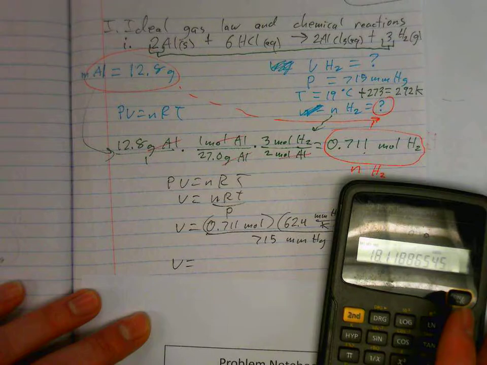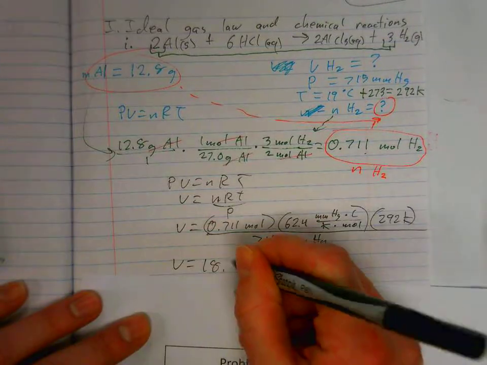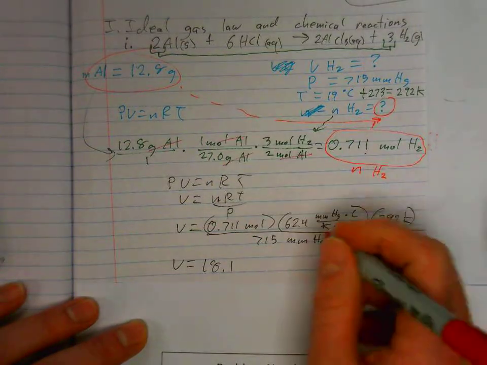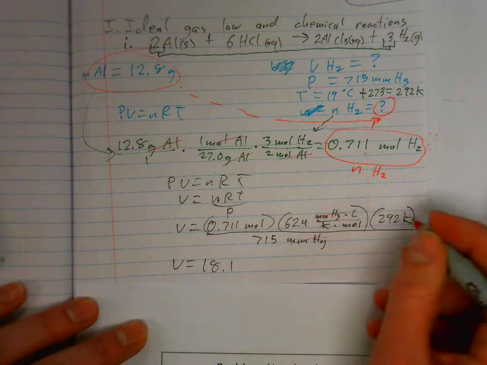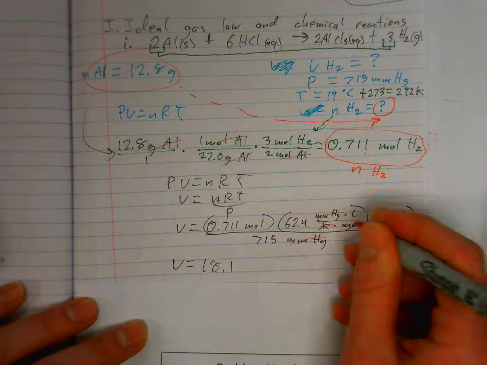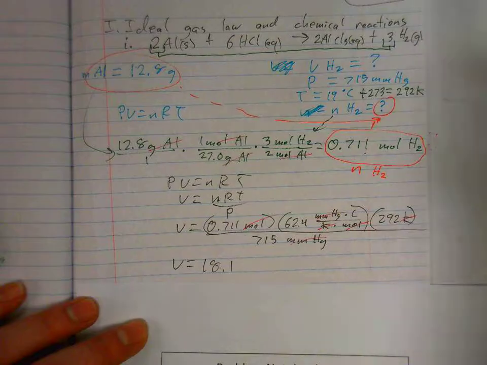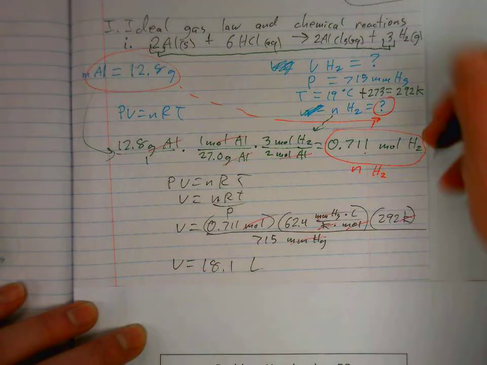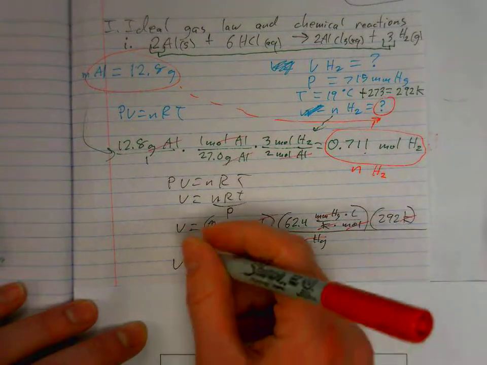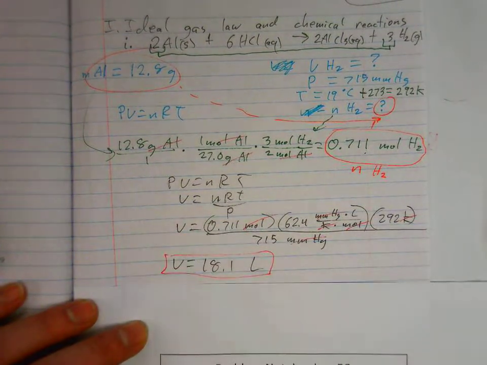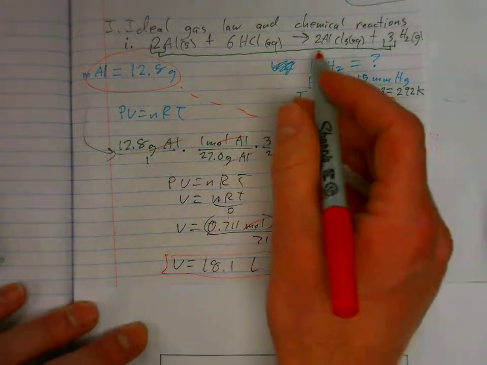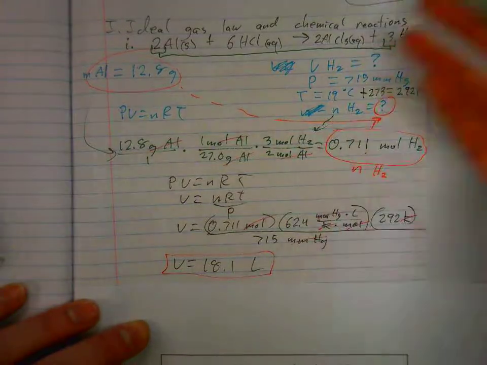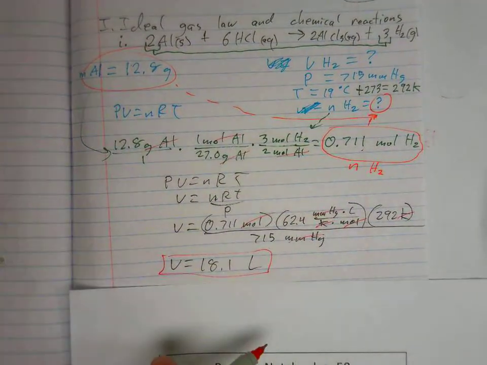Cross out all the units: millimeters of mercury, Kelvin, moles, all of those cross out. And so our unit leftover is liters, and we have found the volume of hydrogen gas that's produced from this reaction, given 12.8 grams of aluminum reacts completely. Let's try the next problem.